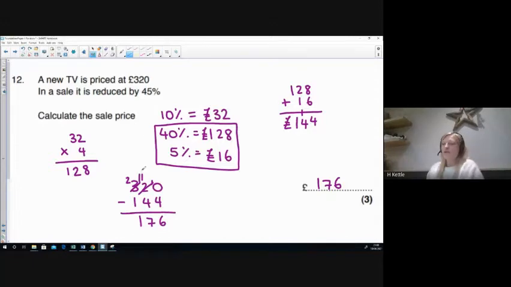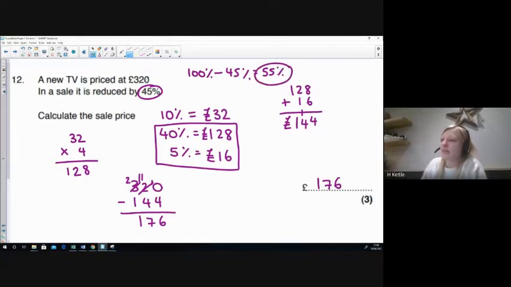The only other way we could have done that is we could have said, if we're taking 45% off, then if we start with 100% and we take away 45%, we want 55%. So we could have just worked out 55% by halving it and adding on 5%, but we'd have got the same answer, so that's okay.